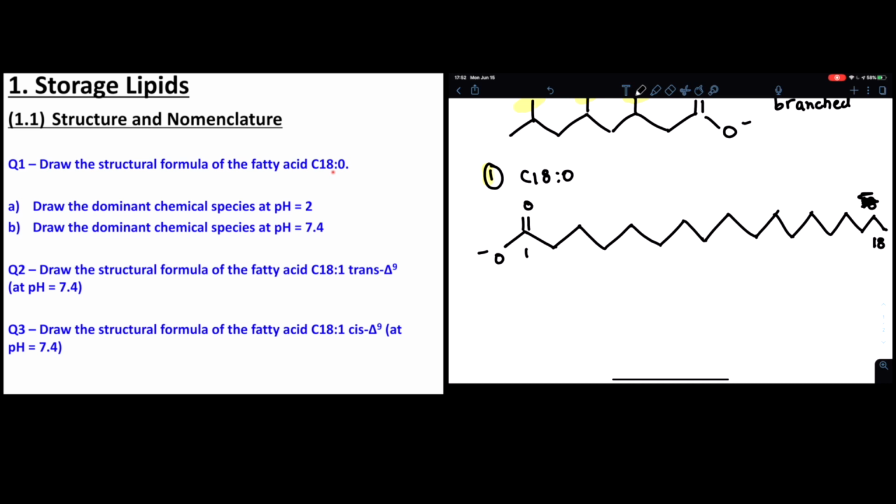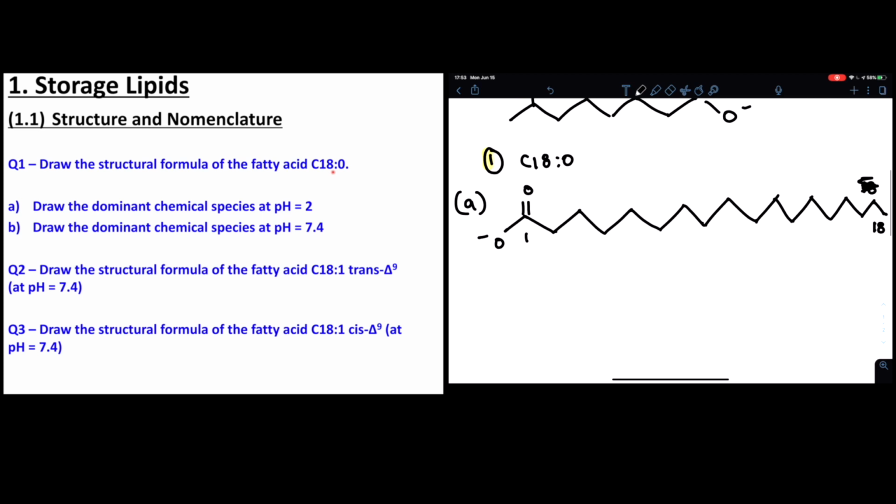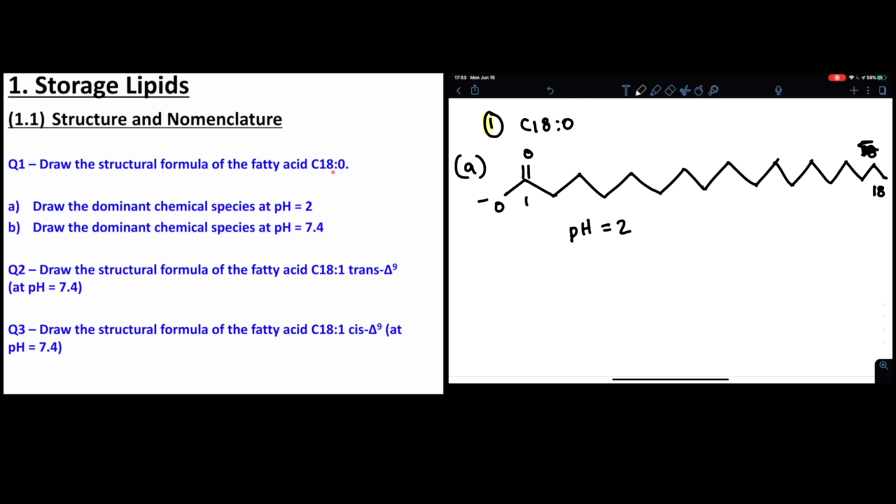At pH 2, the first thing to note is that the pH is less than the pKa. Think of the pH as being a measurement of the hydrogen ion concentration. So when you have a low pH, it means that the hydrogen ion concentration is high. Therefore, the carboxyl group is most likely protonated. So at pH 2, the pH is less than the pKa, and the carboxyl group is going to favor COOH. When the pH is greater than the pKa, we're going to see COO- as the dominant species.